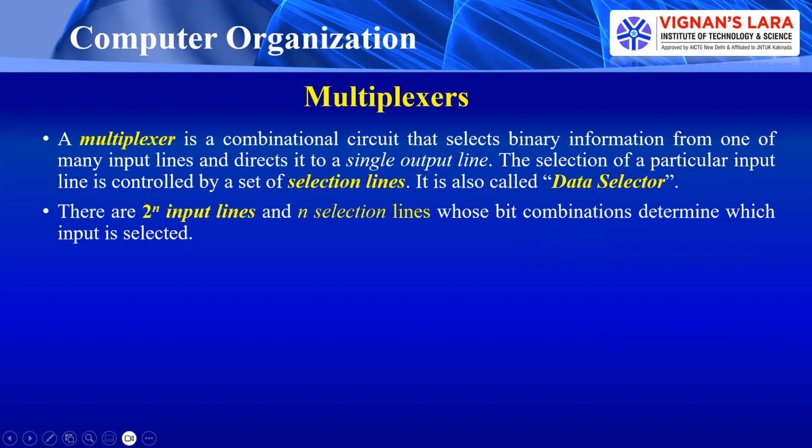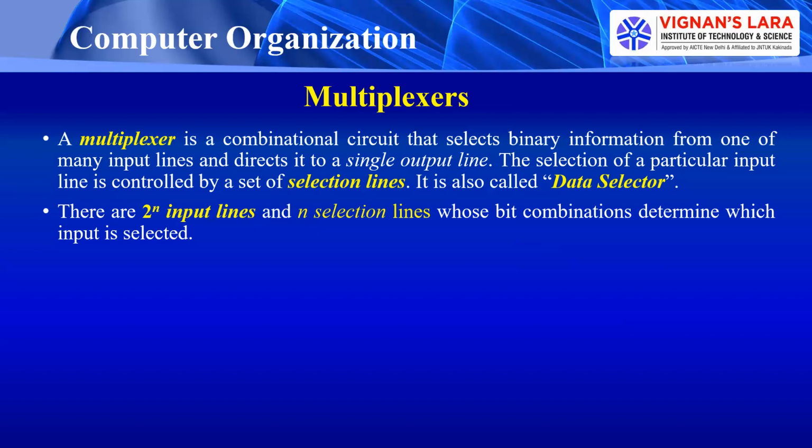Basically, a multiplexer is a combinational logic circuit that selects binary information from one of many input lines and directs it to a single output line. The selection of a particular input line is controlled by a set of selection lines. This multiplexer has multiple inputs with only one output. At any instant of time, with the help of selection lines, we select one of the inputs. Whatever binary information that input has is simply transferred to the output. Because of this, a multiplexer is called a data selector.